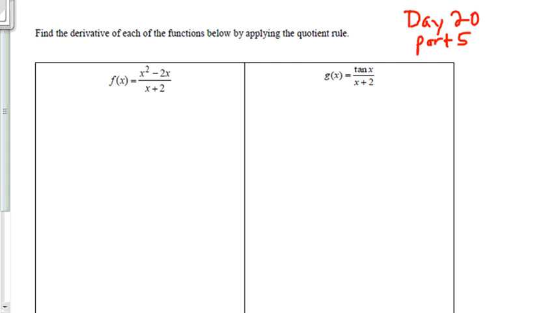Day 20, part 5. Here we go. I'm going to write these out. Hopefully you guys had a chance to try them. Quotient rule.